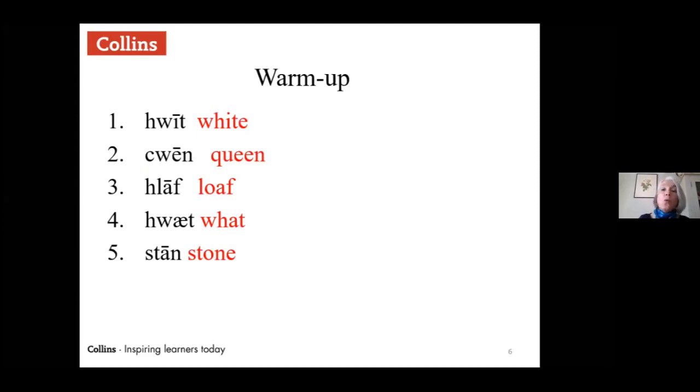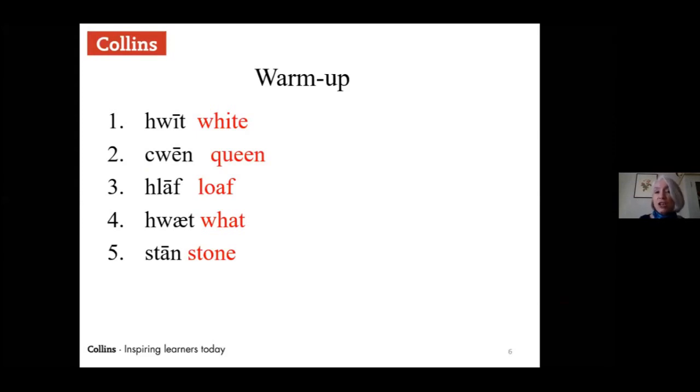So if we look at what, we see again that the H and W have swapped around and that the vowel has changed in value. If we look at hlaaf, that h at the beginning has completely dropped off. And in fact, we don't have that sound in English anymore. And the vowel has also changed.